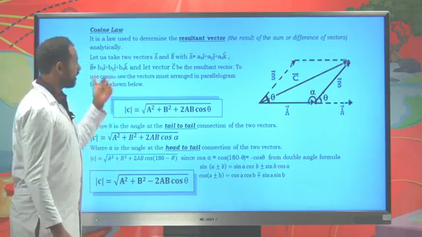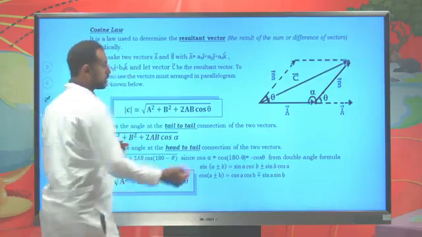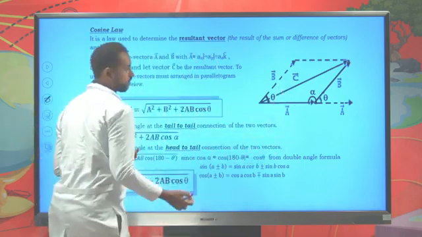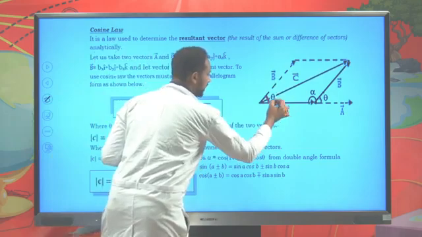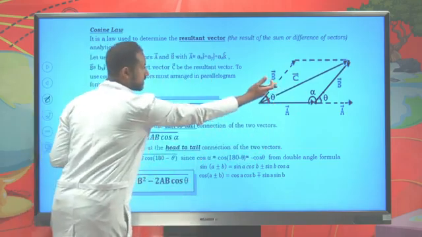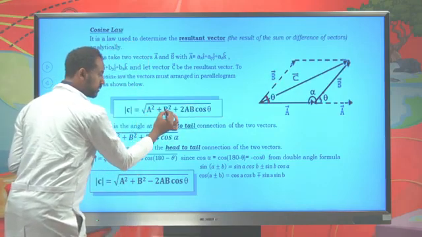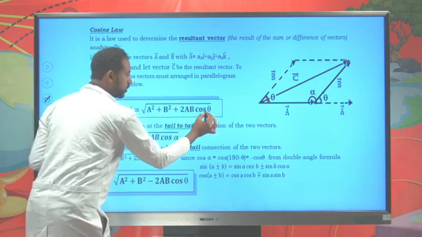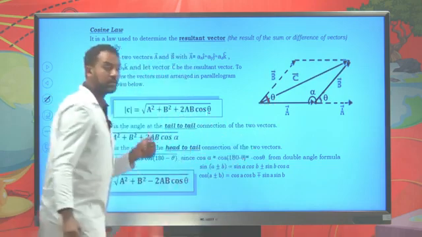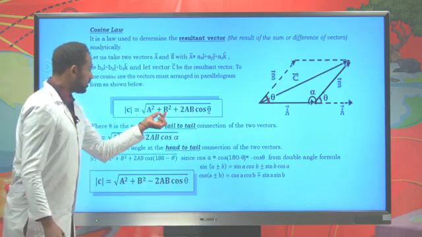And cosine law is very helpful to determine the resultant vector of two vectors. For example, here you have vector A and vector B, and those two vectors have an angle theta between them. Therefore, to determine the resultant vector, let's say that the resultant is C, using cosine law, C squared is a squared plus b squared plus twice of ab cosine of theta, where theta is the angle between the two vectors at the tail-to-tail connection. And it's possible to determine the magnitude of A and B.